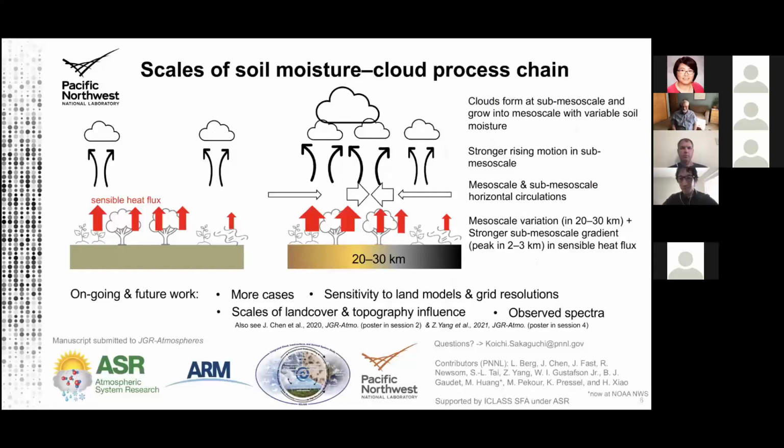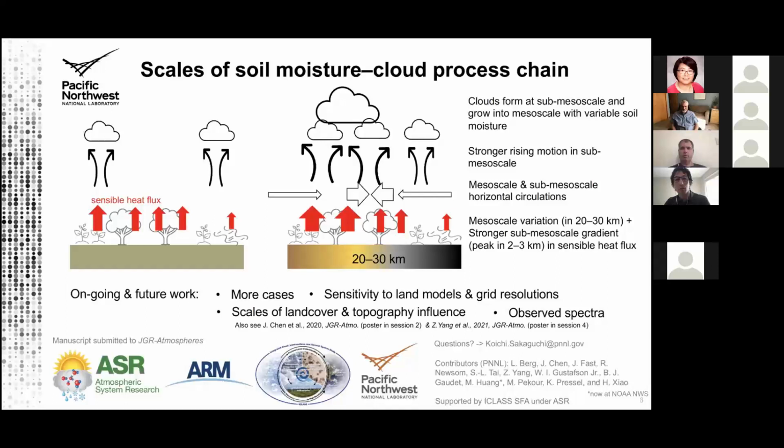So I put this schematic to summarize the findings. To the left is the cartoon for the uniform soil moisture case. Remember, we still have a realistic land cover. So we do have sensible heat flux gradients, but they are relatively small. And then correspondingly, the cloud structures are more scattered, isolated, and smaller.